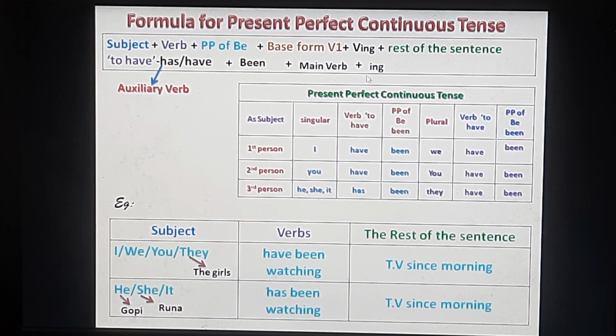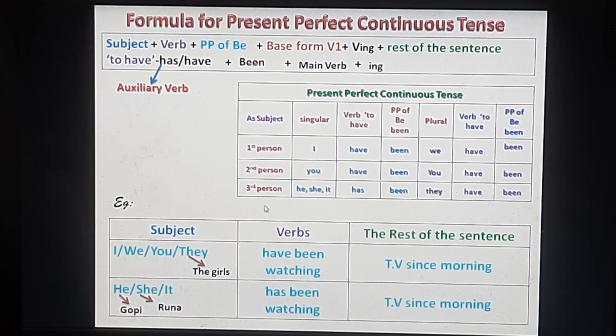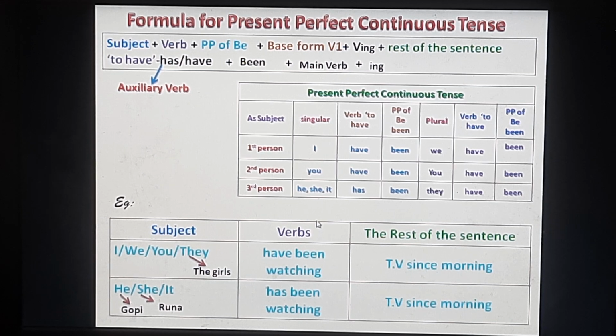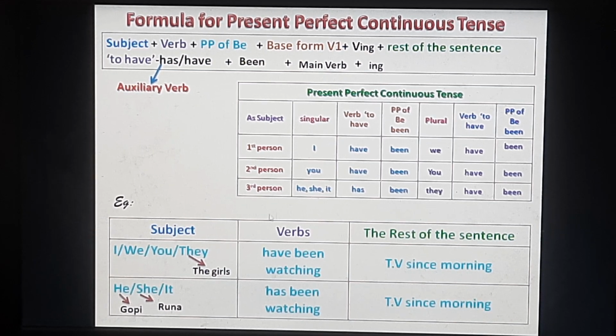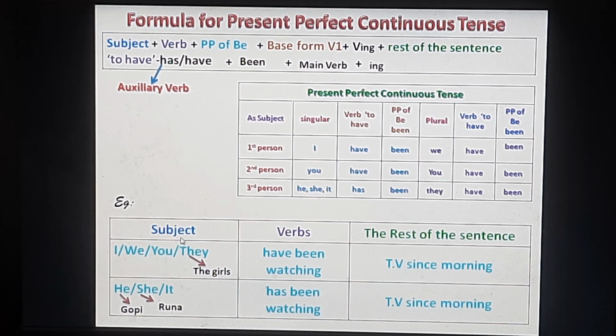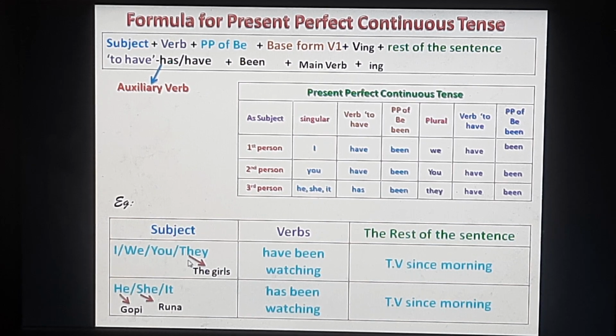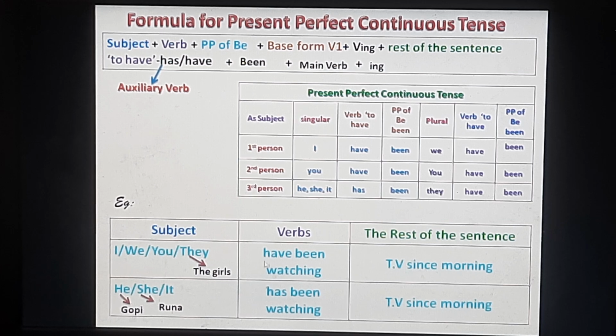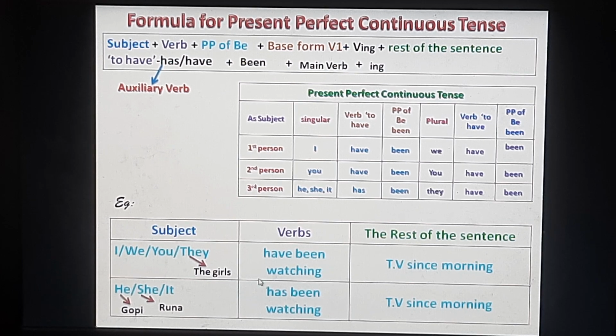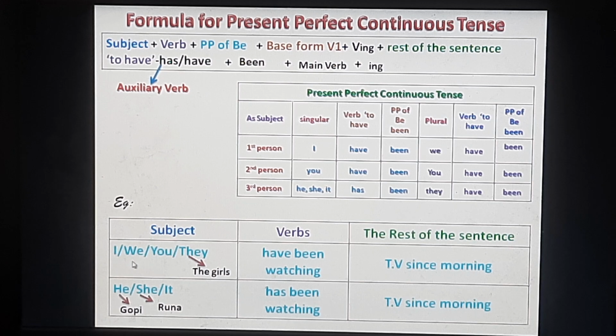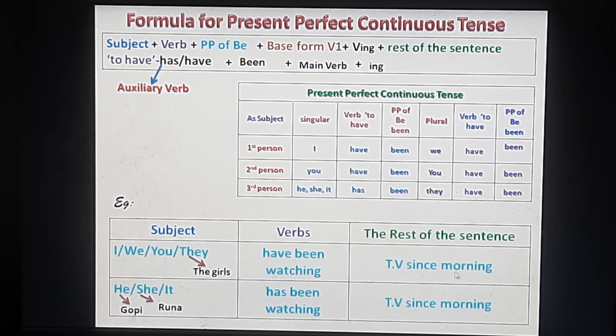So I have the chart for you for the number and the person which will help you to put in the present perfect continuous tense verbs properly. So now let's see the example. Now if the subject is in the first person singular I, or first person plural we, or second person singular or plural you, or the third person plural, then your verb will take have plus been plus watching. Have been watching. So we can say I have been watching TV since morning.